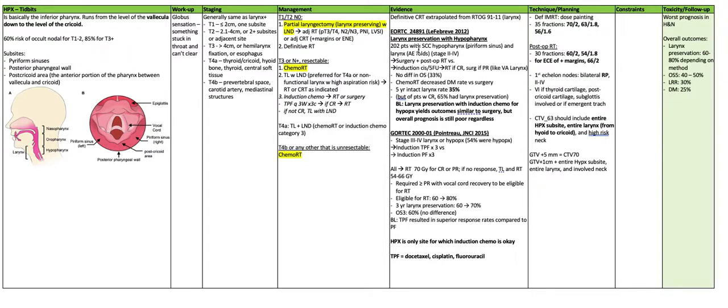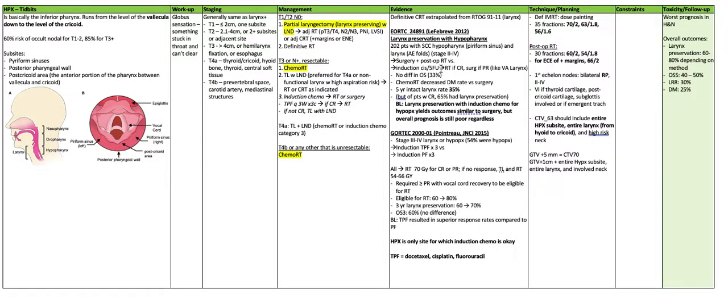Definitive chemoradiation is extrapolated from RTOG 9111 for larynx. EORTC 24891, Lefebvre 2012. This is looking at the role of larynx preservation with hypopharynx cancer. This is 202 patients with squamous cell carcinoma of the hypopharynx, mostly piriform sinus, and the larynx involving the aryepiglottic folds, stage 2 to 4. They were randomized to either surgery with post-op radiation versus induction cis-5FU, followed by radiation if there was a complete response and surgery if there was a partial response, much like the VA larynx trial.